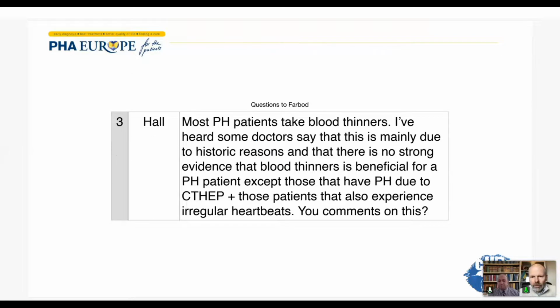Next question. Most PH patients take blood thinners. I've heard some doctors say that this is mainly due to historic reasons and that there is no strong evidence that blood thinners are beneficial for PH patients, except those that have PH due to CTEPH, plus those patients that also experience irregular heartbeats. What are your comments on this?